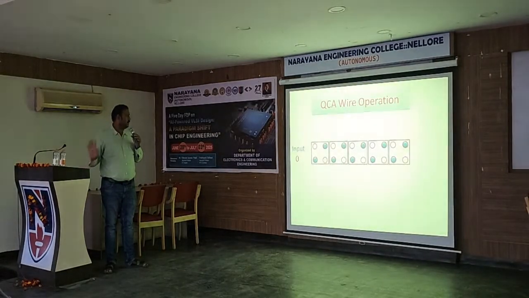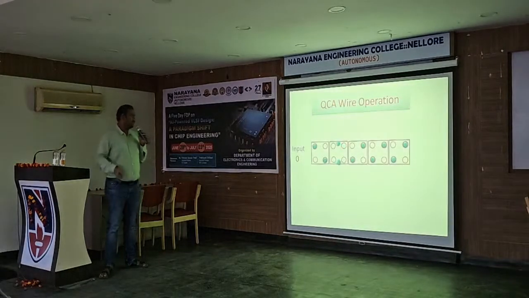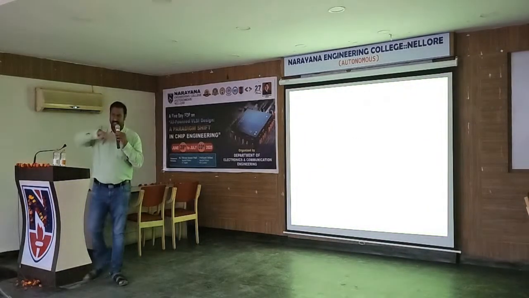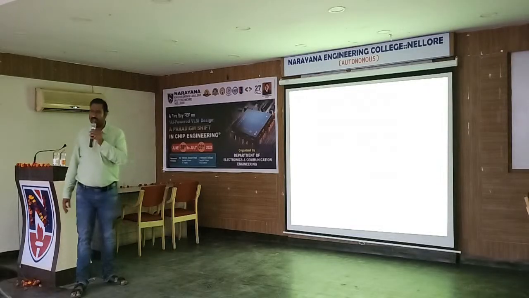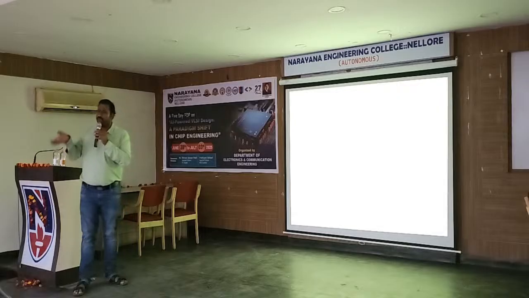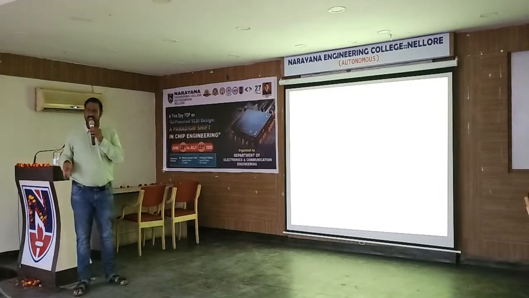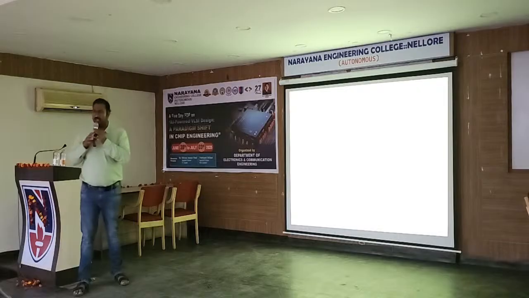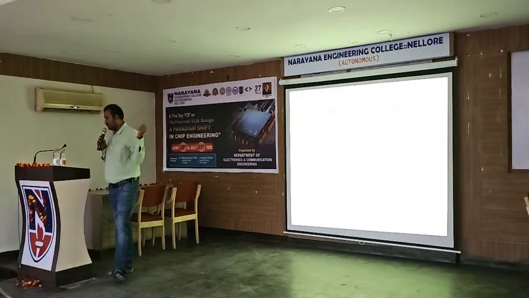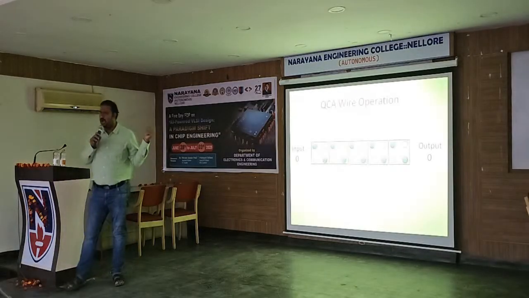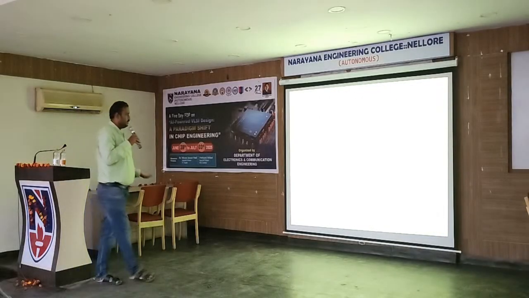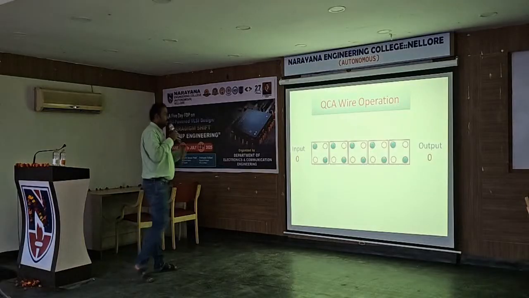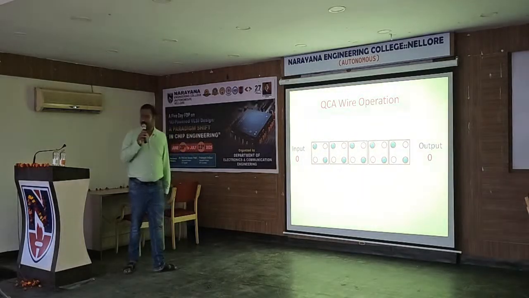Let's say we apply an input of 0, so they will try to change position. Now we will get an output of 0. You see that here there is no flow of electrons. Only the state of the electron is changing. This is the quantum dot. The biggest problem with quantum dots is operating at room temperature. Very, very difficult. So that is how we do the wire operation.